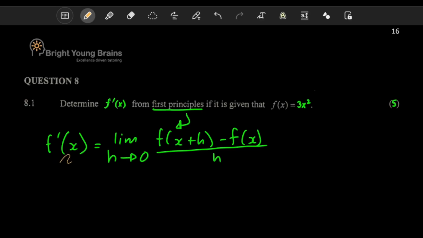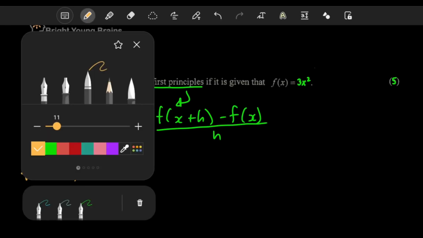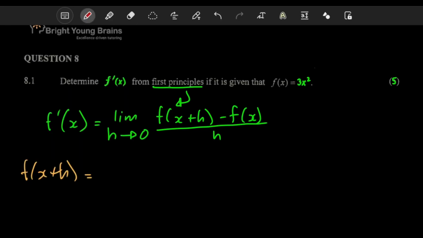So 5 marks. If you're going to get this using first principles, the first thing you do is you always want to get this value first. Always get an expression for f of x plus h first. All this means is, in your equation of f of x, wherever x is, you need to throw x plus h in there.